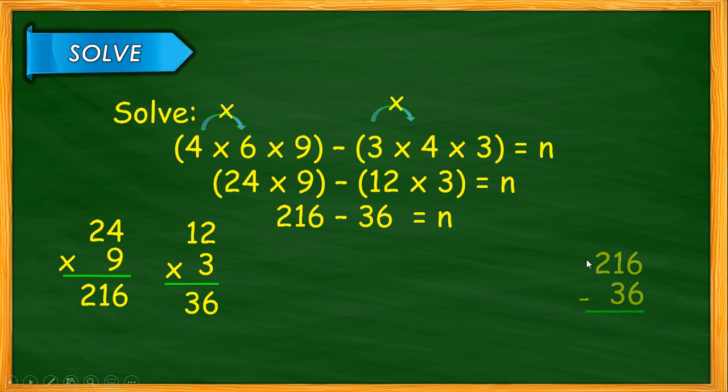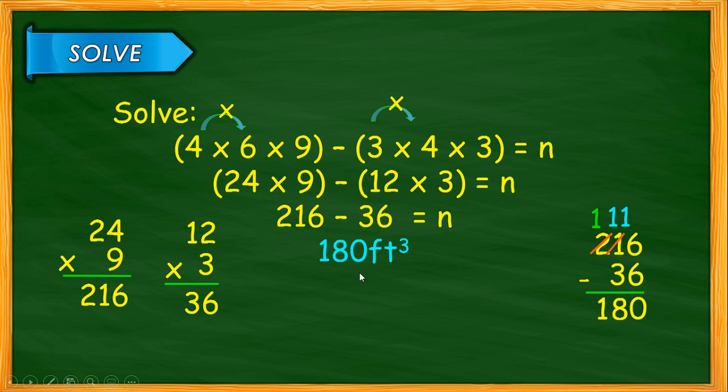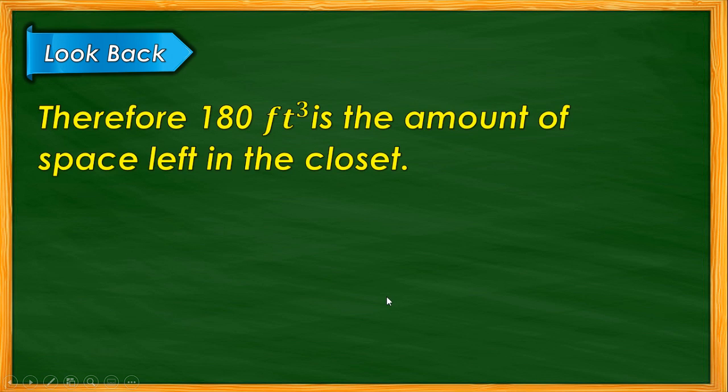So subtract 216 minus 36. 6 minus 6, 0. 1 minus 3 cannot be, so we're going to borrow 1. 2 becomes 1, and 1 becomes 11. 11 minus 3 is 8. And bring down 1. So the answer is 180 cubic feet. So this should be the answer. Therefore, 180 cubic feet is the amount of space left in the closet.